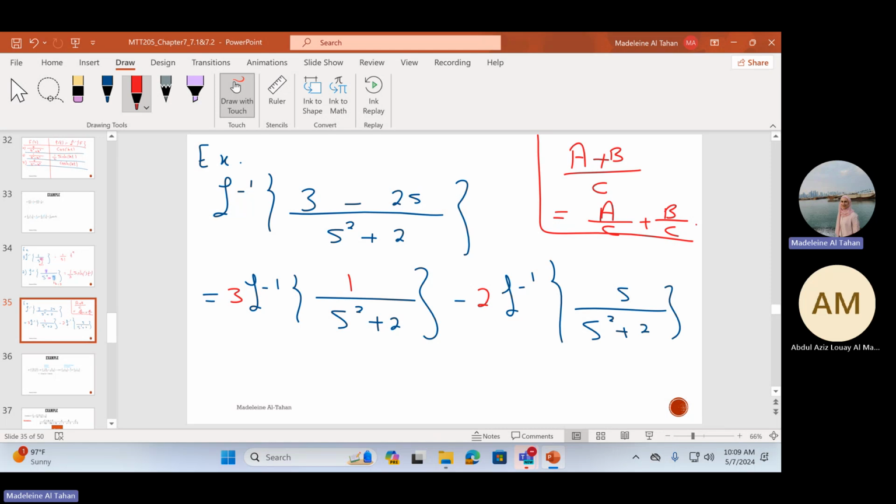The first one, 3 squared plus 2. What came here, miss? Radical. So we will get 1 over radical 2 sine or cosine. Second one, cosine. Here, did all of us get these answers, miss?